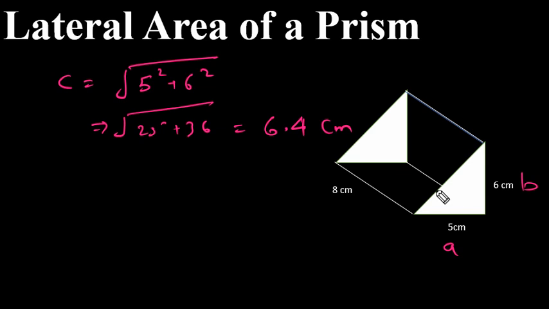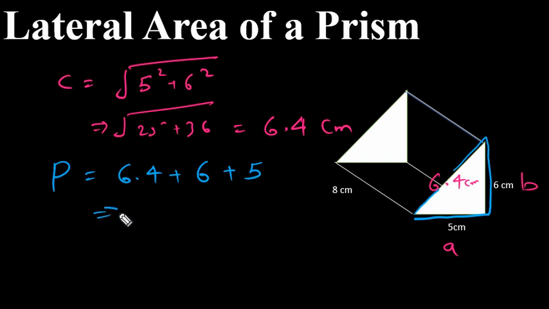So this side is 6.4 centimeter. Now what is the perimeter? The perimeter is sum of this side plus this plus this. So perimeter of triangle is 6.4 plus 6 plus 5, and that will give us 6 plus 6 12 plus 5 17, and there's a 0.4, so that will give us 17.4 centimeter. And now the height in this case is how much? The height along this line is 8 centimeter.